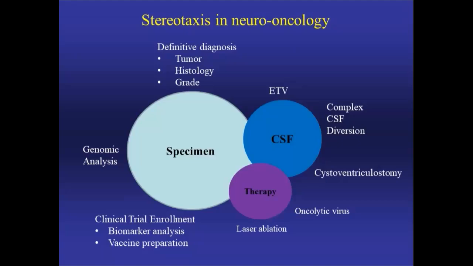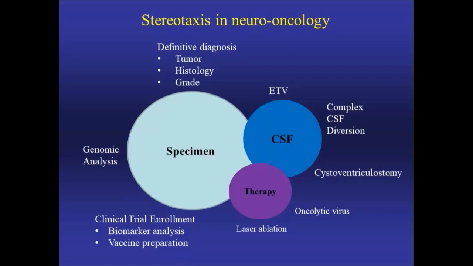Although in neuro-oncology, this option remains somewhat limited, and it's limited more by the number of therapies that can cross the blood-brain barrier. As we embark into clinical trials, sample acquisition for biomarker analysis and vaccine preparation has also emerged as a practical use of stereotactic biopsies.